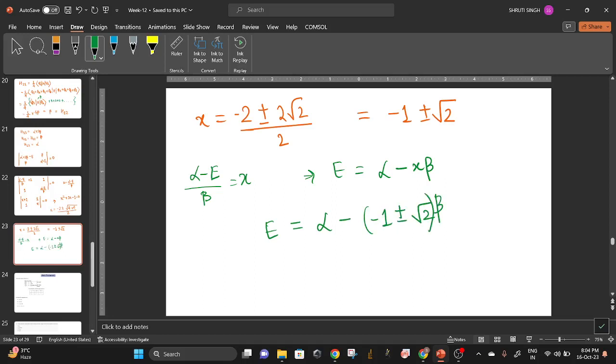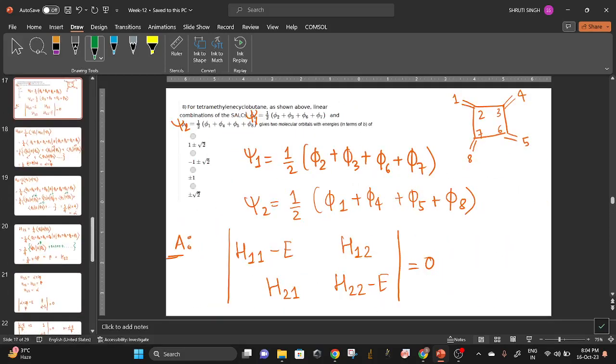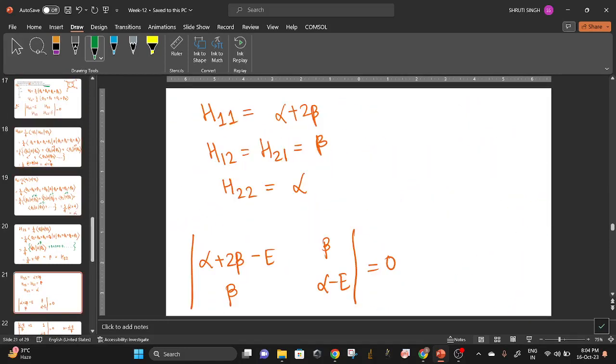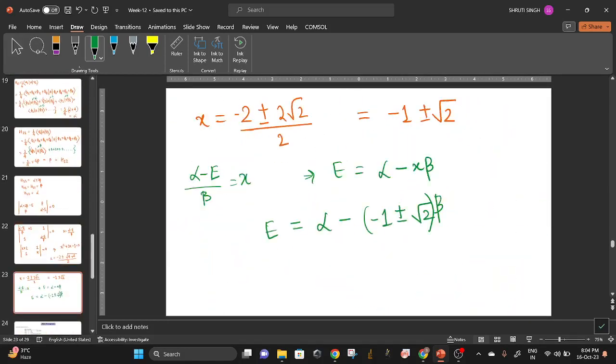Now we have to write the energy in terms of beta, so we can put alpha equal to 0. Putting alpha equal to 0, this is 0. Energy will be minus minus plus, and plus minus will be minus plus root 2 beta. Thus the energy in terms of beta is 1 plus minus root 2.